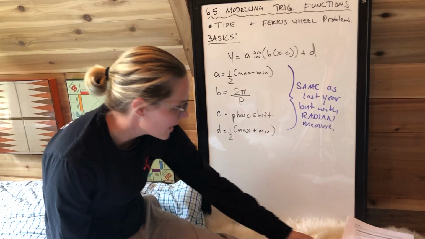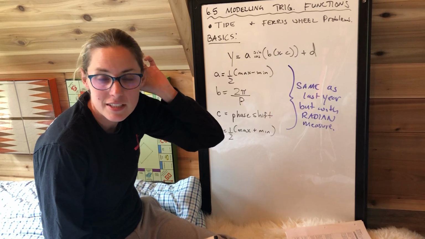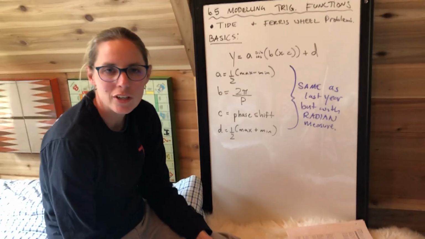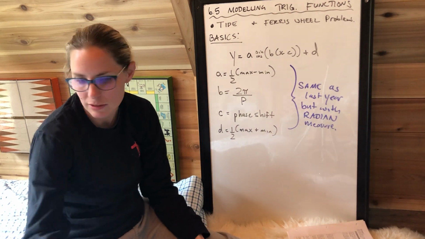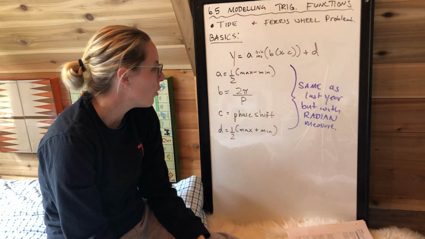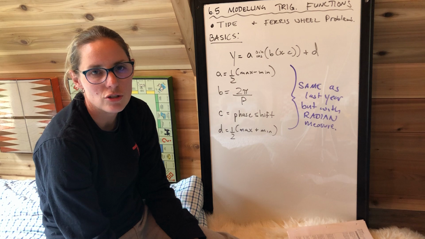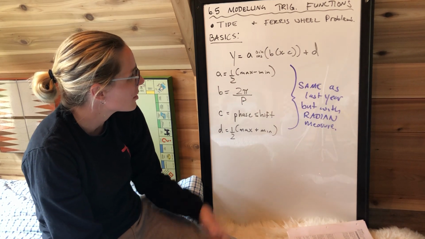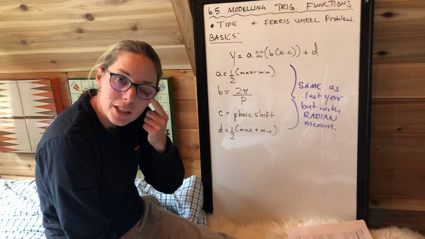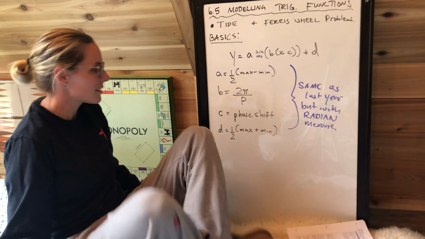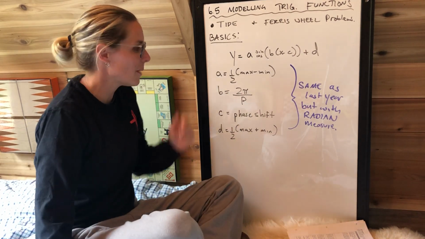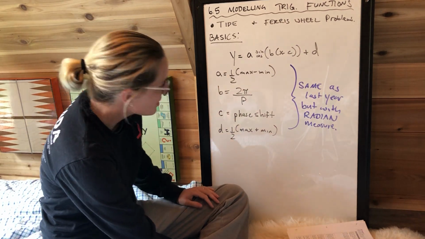6.5 is again same as last year's lesson, except we're changing it to radians. Remember all the lessons that we did in Trig 2 where we were doing tide problems and Ferris wheel problems. It was basically applications. I think in grade 11 we called it applications of trig functions. This is going to be the exact same, but we just changed it to radians. So it's still going to be tide and Ferris wheel problems, and a couple pendulum problems, but similar in nature.